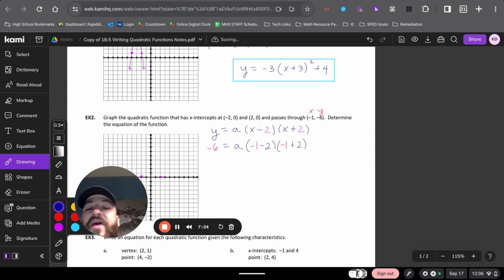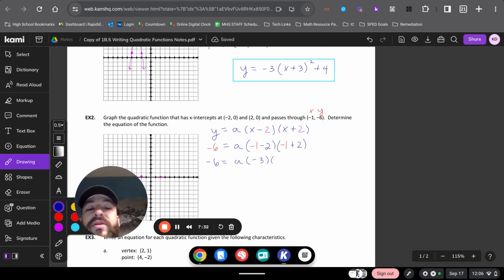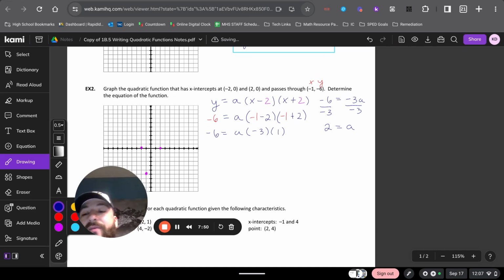Okay, and then simplifying from here, we get -6 is equal to a. -1 minus 2 would be -3. -1 plus 2 would be +1. Okay, multiplying across, we do get that -6 is equal to -3a. And then, of course, dividing by -3 and -3, we get +2 is equal to a.